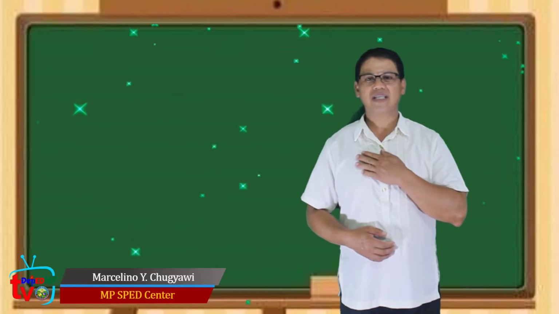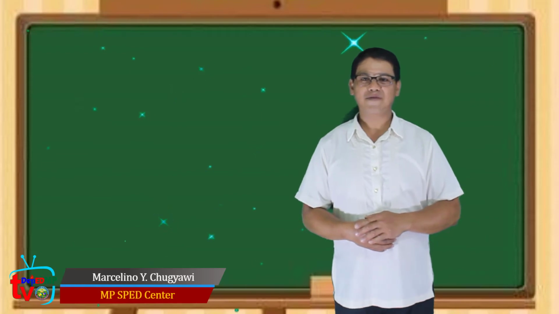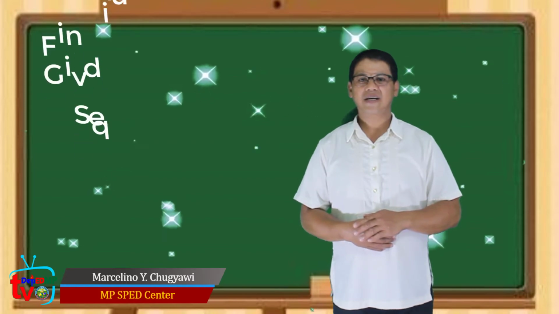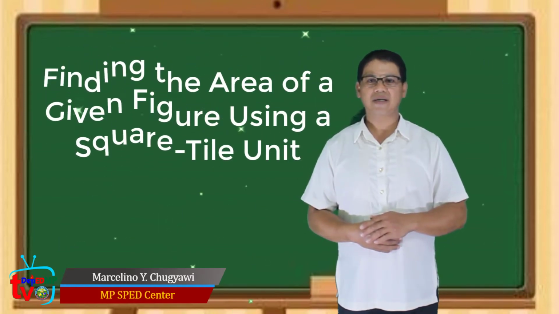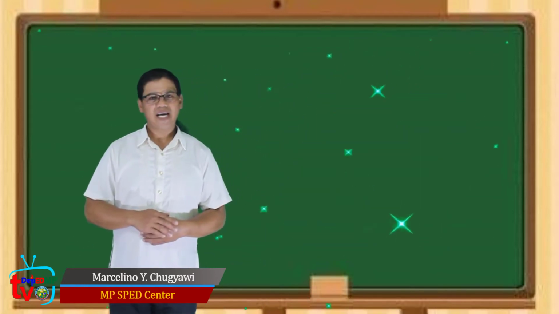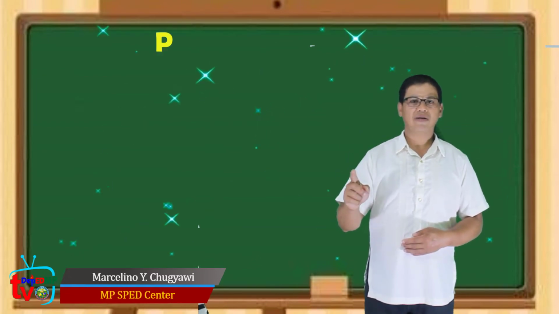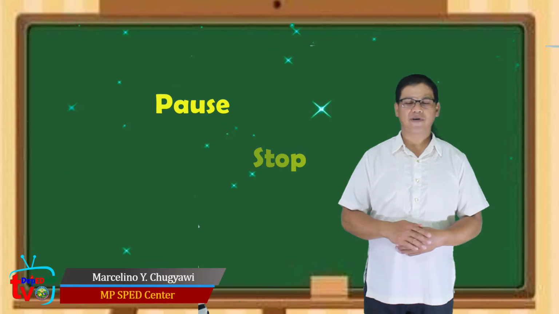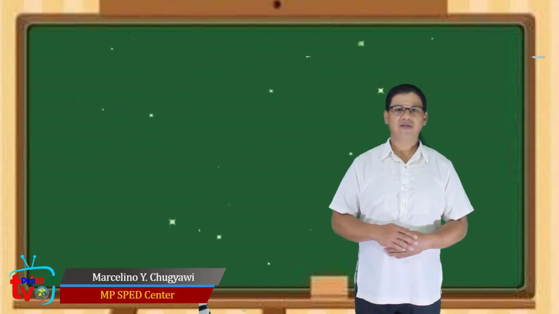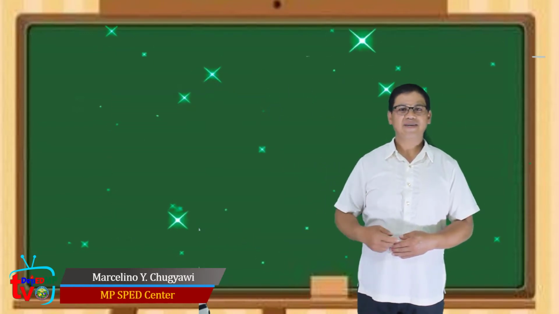I am Teacher Marcy and I am here to help you with this lesson that is intended for grade 2 learners like you. This is entitled Finding the Area of a Given Figure Using a Square Tile Unit. Take your time in answering the module and you are free to click pause or stop if you need to solve for your answer. Are you ready? If so, please take out your pencil, paper, and your module and let's begin!